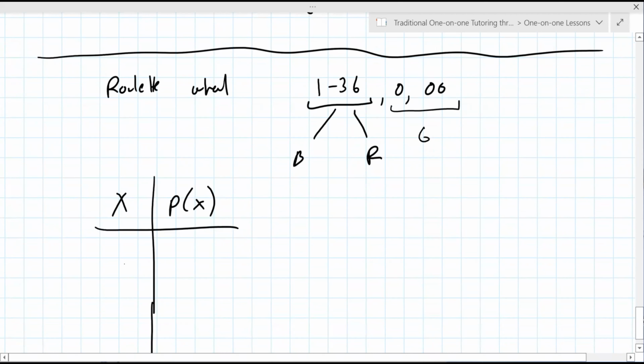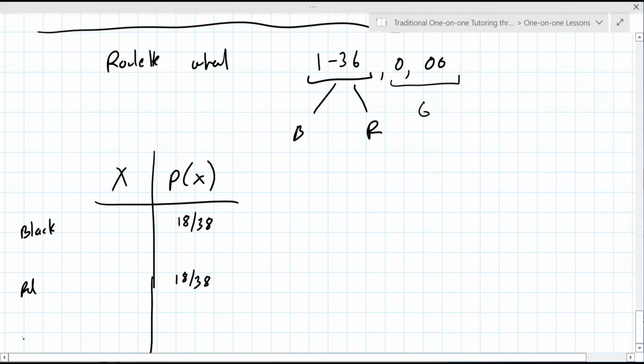So your probability of black is 18 out of 38. Red is 18 out of 38. And green is 2 out of 38. Let's say we play a game. Let's just say you wanted to only bet black and red.